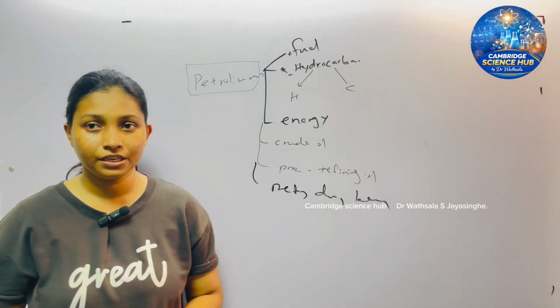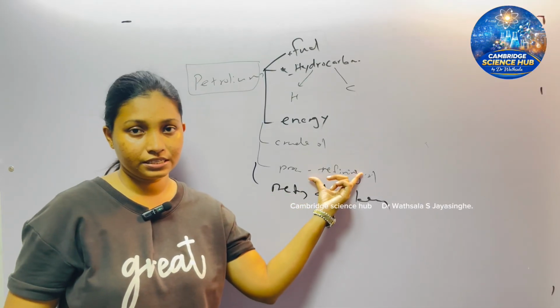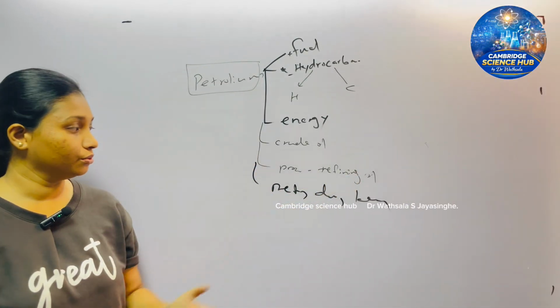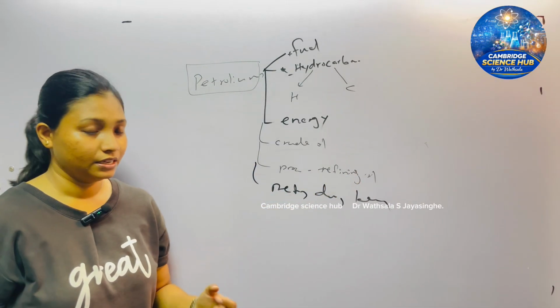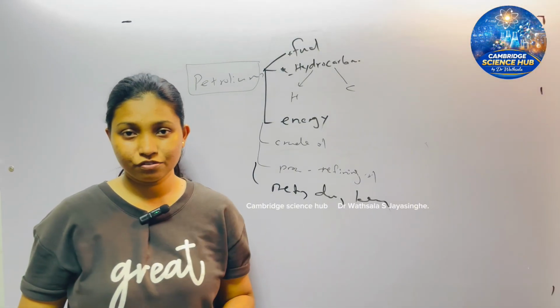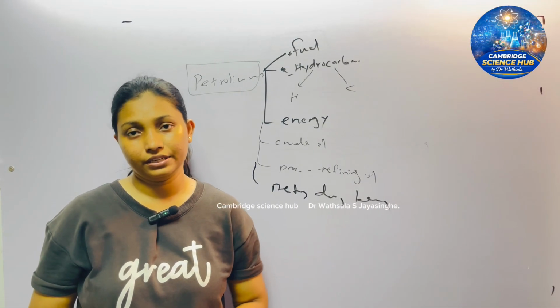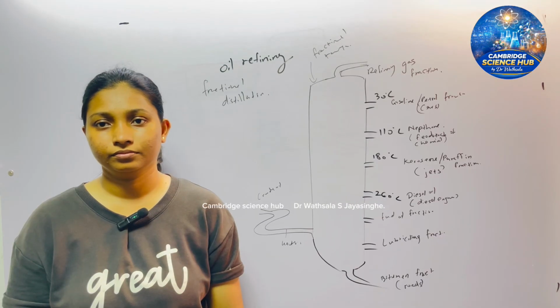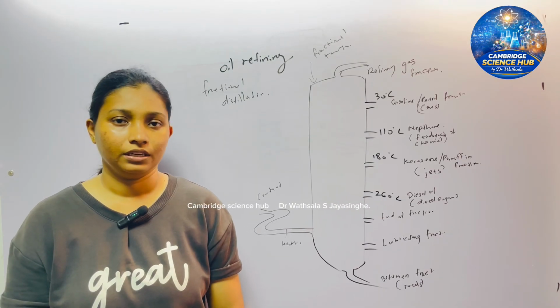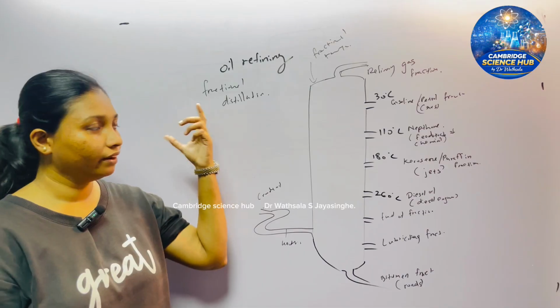Petroleum must go through a refining process, and only then can we use it as a fuel. Some examples of petroleum substances are petrol, diesel and kerosene oil. Okay, now let's learn about the oil refining process.